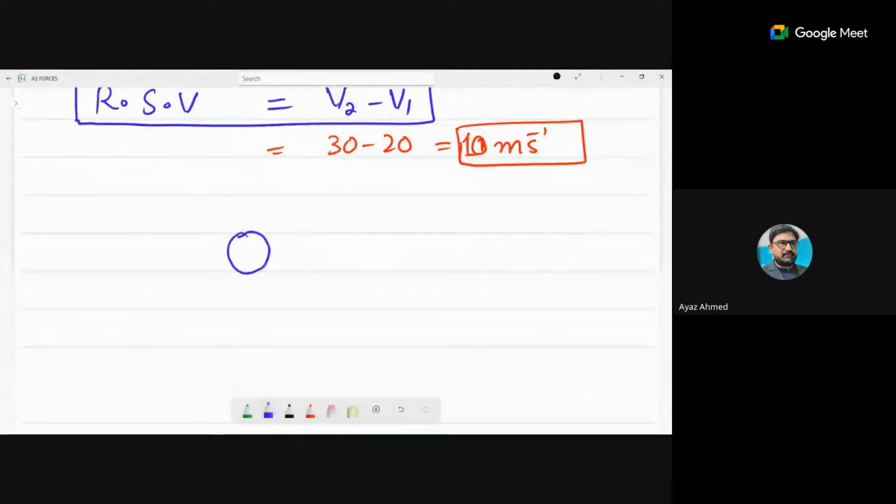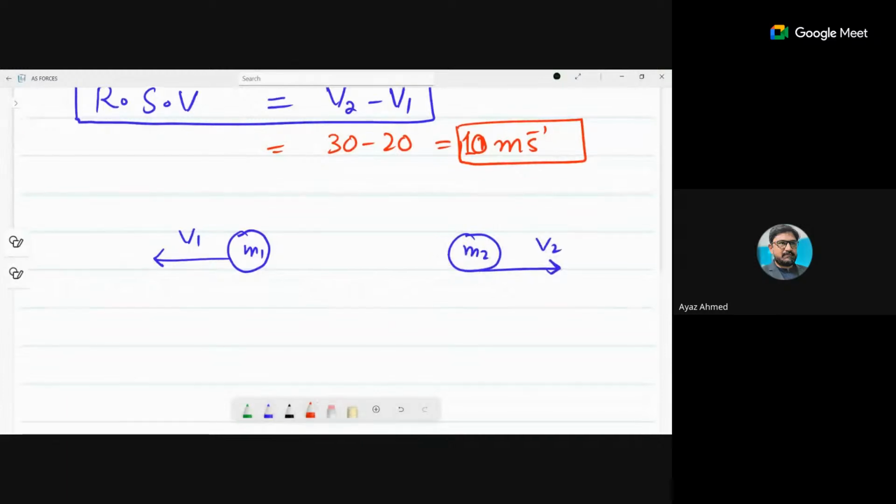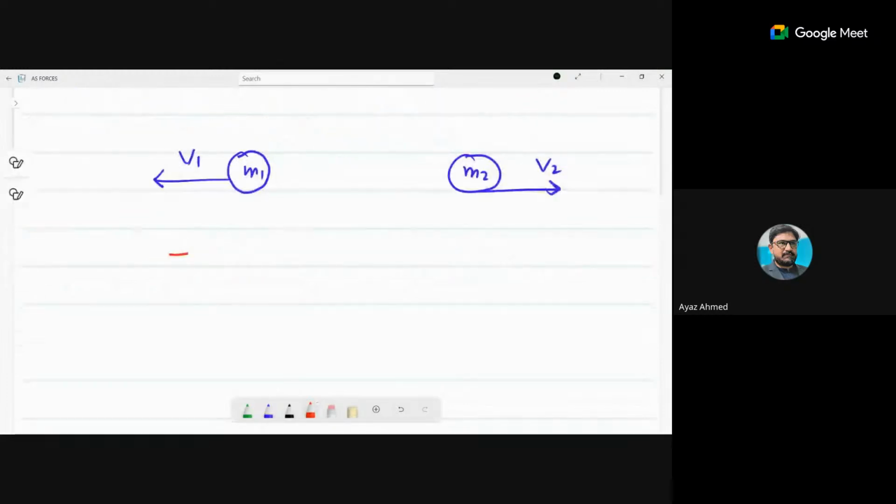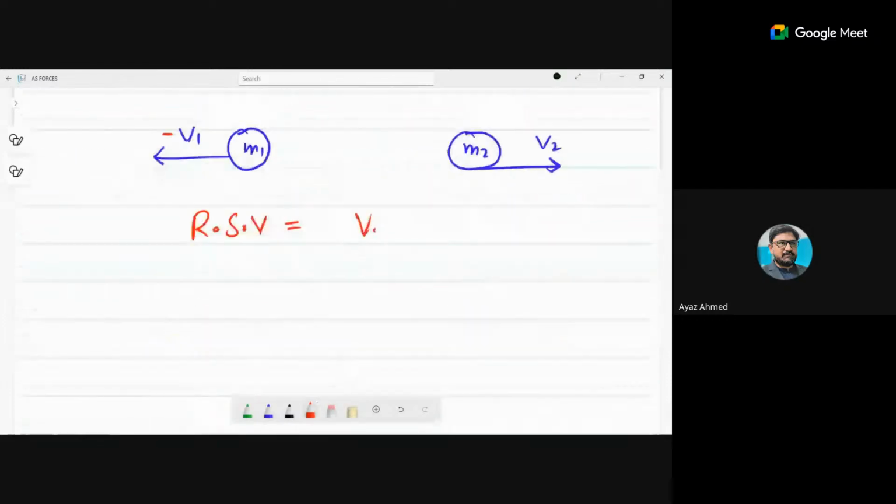Now if both are moving away from each other but in opposite directions, let's say m1 is moving with v1, and this body m2 is moving with velocity v2, whatever their direction is. The relative separation velocity is v2 minus negative v1, using the same concept as v2 minus v1. So this would give you v2 plus v1. This is the relative separation velocity when the bodies are moving in opposite directions.